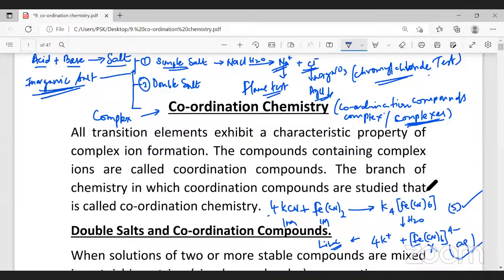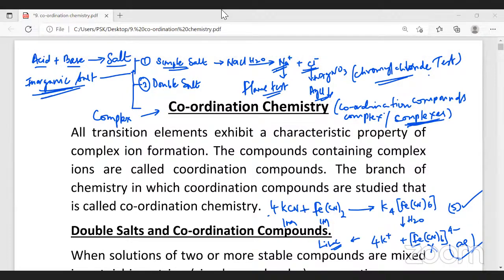Now, what are coordination compounds? We will define coordination compounds in a few minutes. So far, you understood that a coordination compound is also an inorganic salt. Correct? Did you follow this?